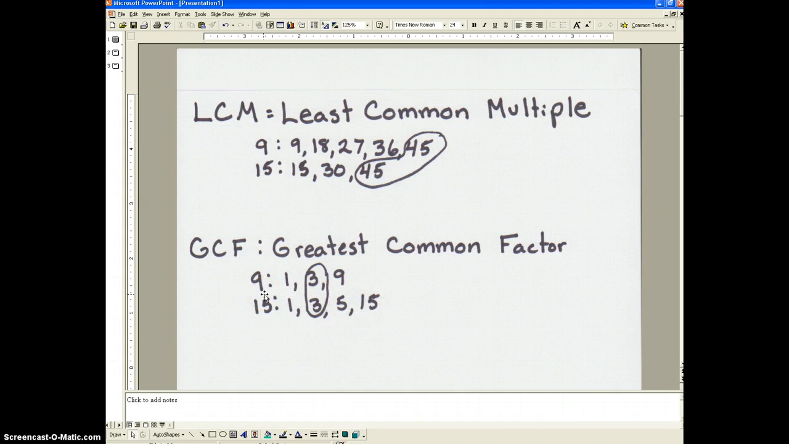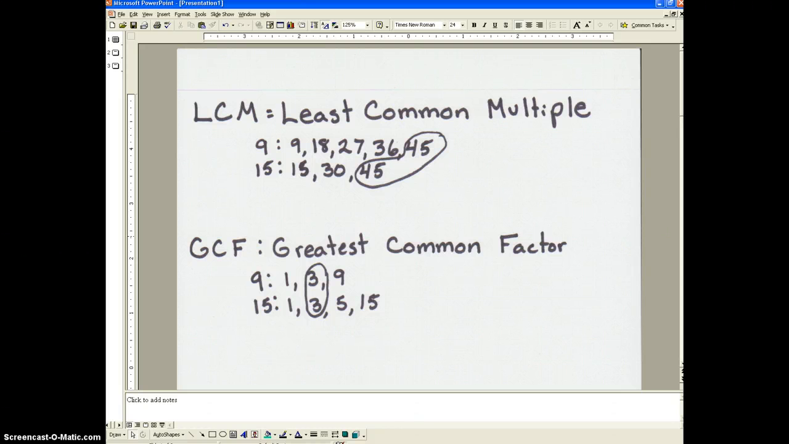To find your GCF, or greatest common factor, you need to think of all the numbers that could divide evenly into 9. 1 times 9 makes 9, 3 times 3 makes 9. You then had to do the same thing for 15. 1 times 15 makes 15, 3 times 5 is 15. Once you had listed all of the factors, hoping you didn't miss any, then you could circle the one they had in common.